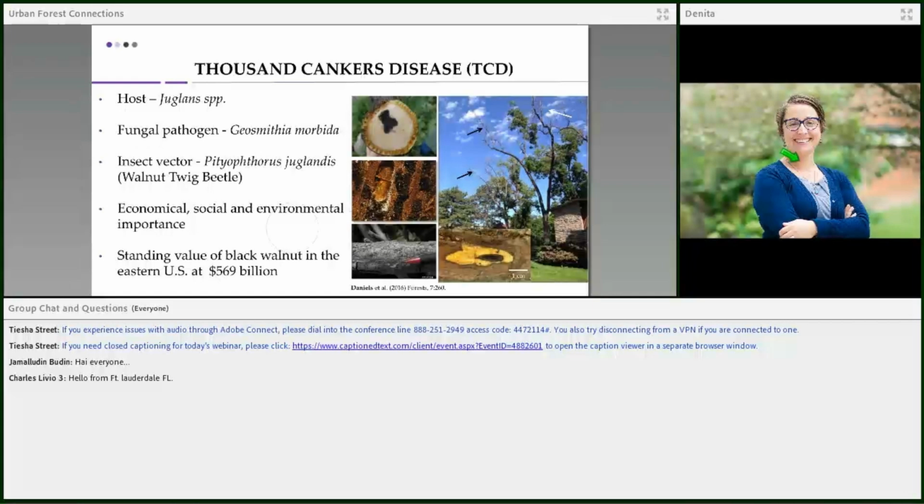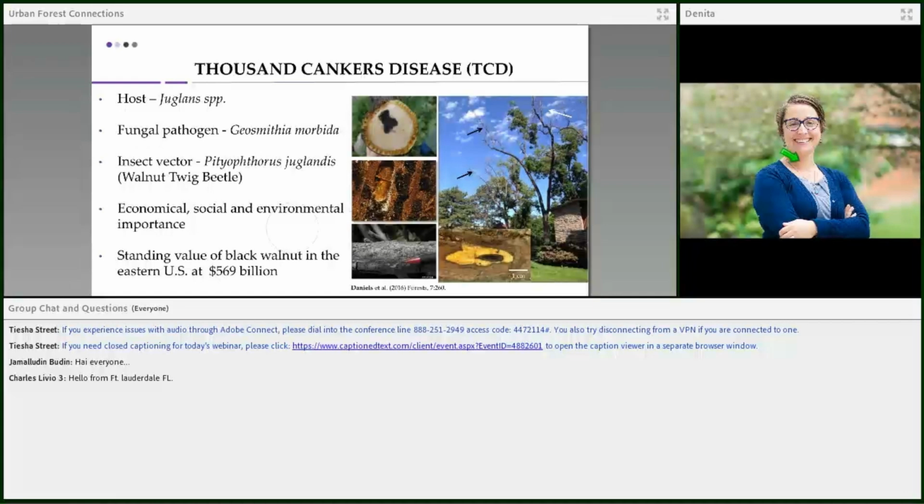So Thousand Cankers Disease is a complex disease that involves the host. All Juglans species, or all walnut species, are susceptible to disease pressures. The fungal pathogen is Geosmithia morbida, which is the first pathogen in the genus that became pathogenic. This is the organism that actually lived in symbiosis with bark and ambrosia beetles, and it was not considered significant for forestry in general.